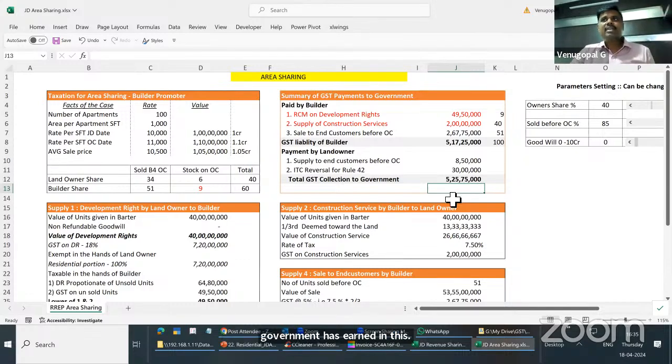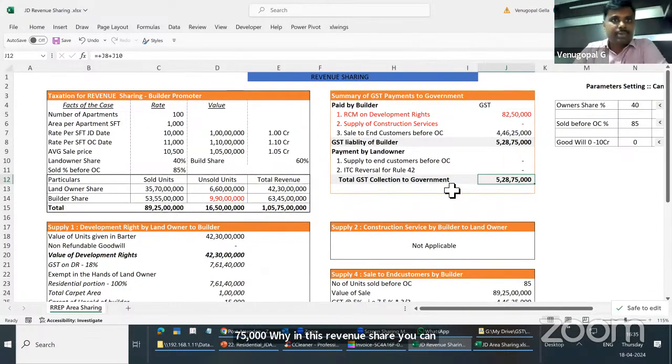While in this revenue share, you can see 5 crore 28, which means whether you do area sharing or revenue sharing, if the numbers are comparable, the taxation remains the same. There is no tax arbitrage between a revenue share or an area share.